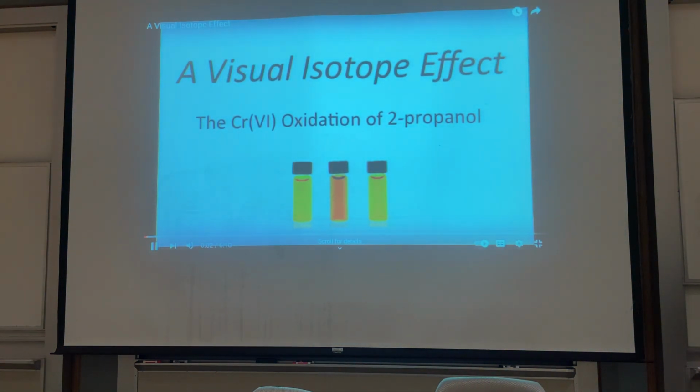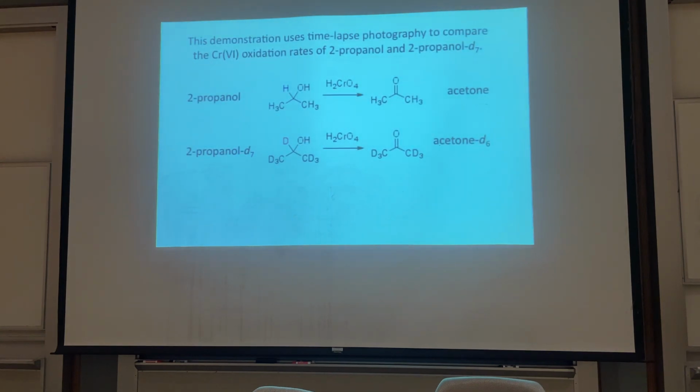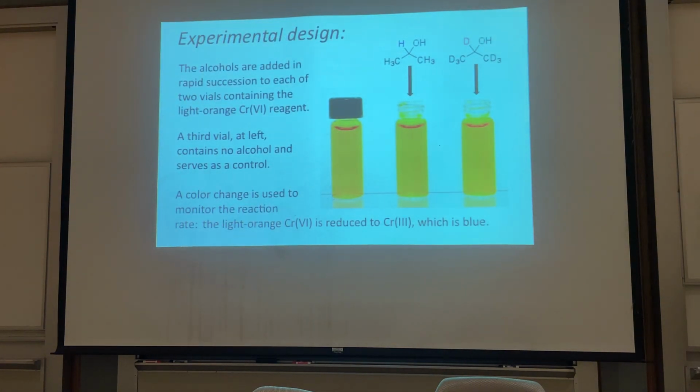A visual isotope effect, the chromium-6 oxidation of 2-propanol. This demonstration uses time-lapse photography to compare the chromium-6 oxidation rates of 2-propanol and 2-propanol-d7. Experimental design. The alcohols are added in rapid succession to each of the 2 vials containing the light orange chromium-6.